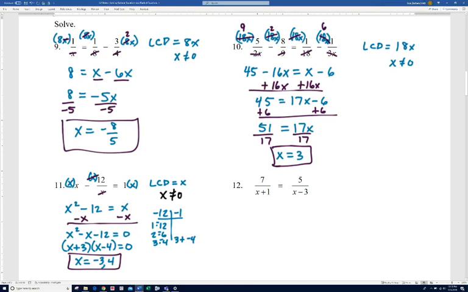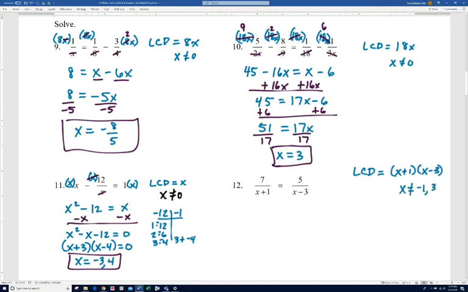We've got 7 over x plus 1 is equal to 5 over x minus 3. So basically we have a fraction equal to a fraction here. We've actually already found the LCD for these two denominators. We just multiply them together. We get x plus 1 times x minus 3, both within parentheses. And so we're going to multiply both sides of the equation by our LCD.